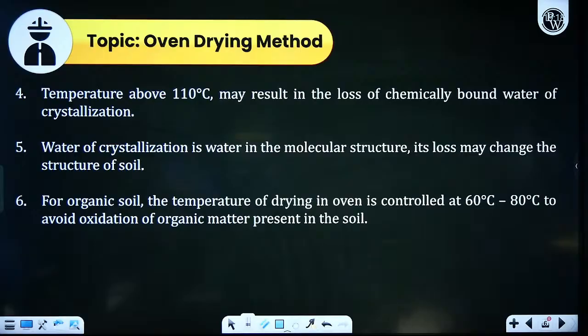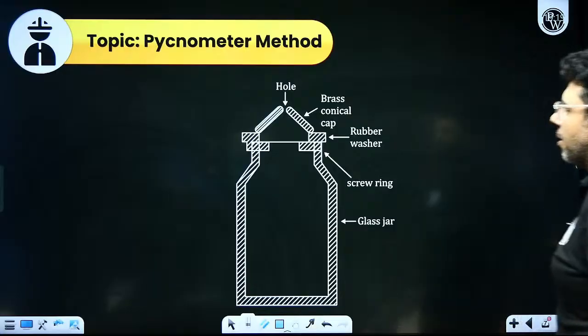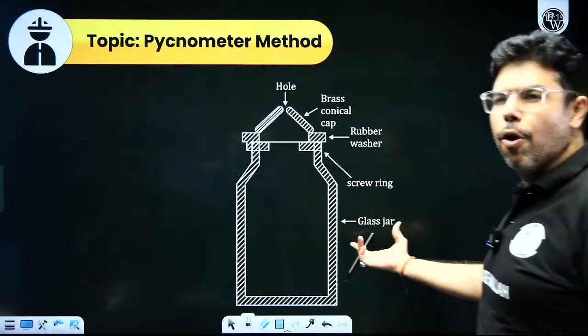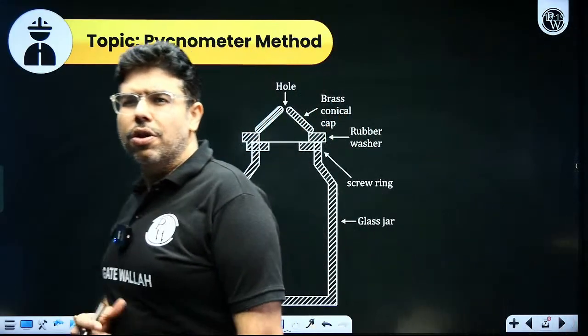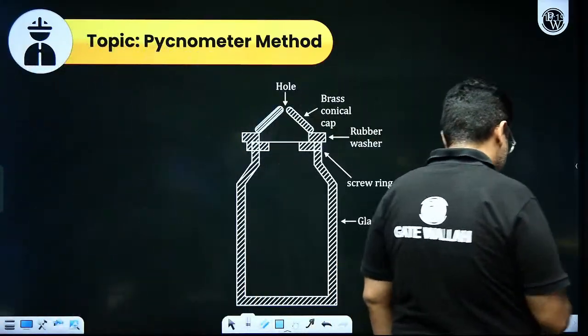Okay, no doubts. Let's see the next method. The pycnometer method. Very interesting. So a pycnometer is nothing but a bottle like this. Using only this bottle, you can determine the water content of soil. Let's see. Very interesting method.